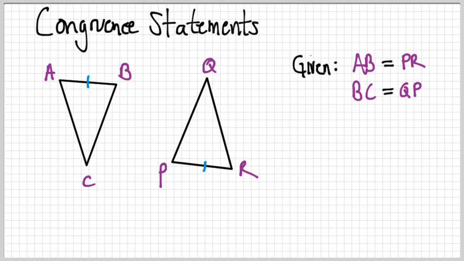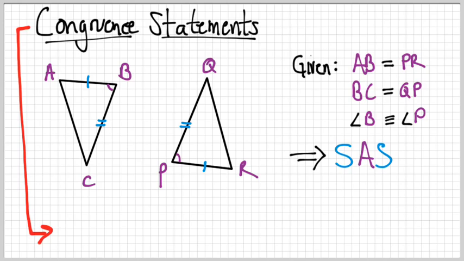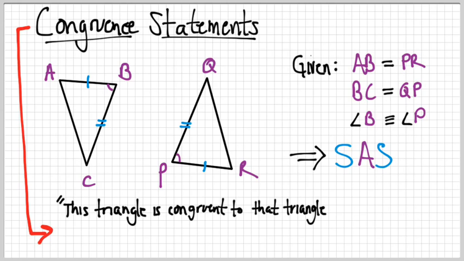Okay, another given piece of information, BC equals QP. Okay, and angle B is congruent to, or the same measure as, angle P. So these two angles are congruent. Okay, what that says is, well, we now have SAS. We have side angle side congruence. These are congruent triangles, so we want to say that. We want to have a statement that these triangles are congruent, or something that says this triangle is congruent to that triangle.